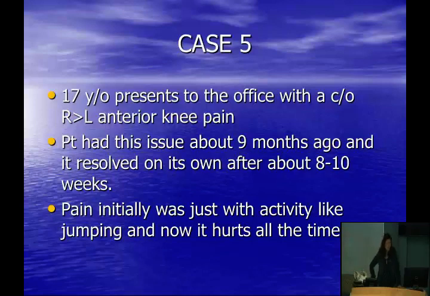And he's very frustrated because now he's playing and it's interfering with his ability to play soccer. Pain was initially just with activity, so if he did a hard practice, now it hurts all the time. It hurts when he's sleeping, and it's a constant pain in the anterior knee. So we're thinking about what's going on. He's not having any swelling, so he didn't tear anything, he didn't have any trauma, anything like that. So what is going on with him?